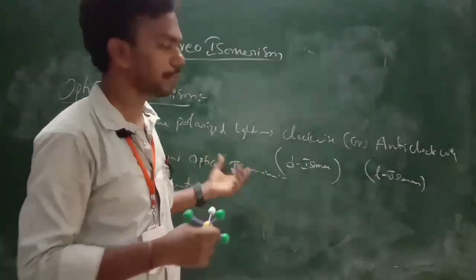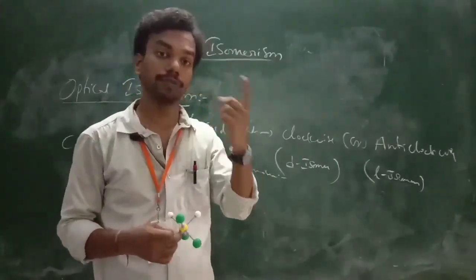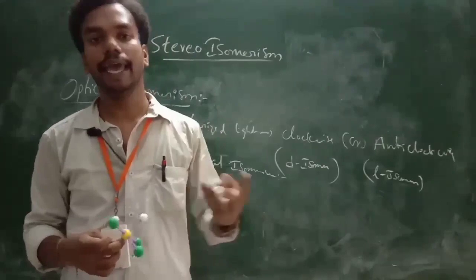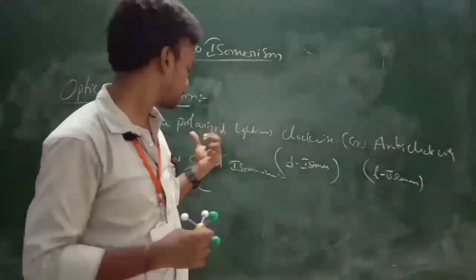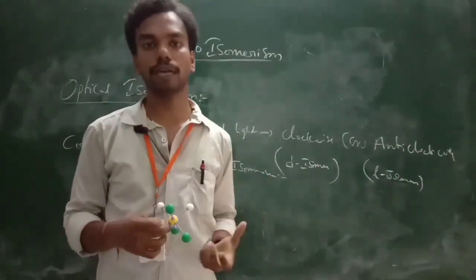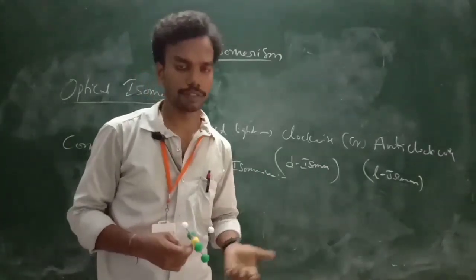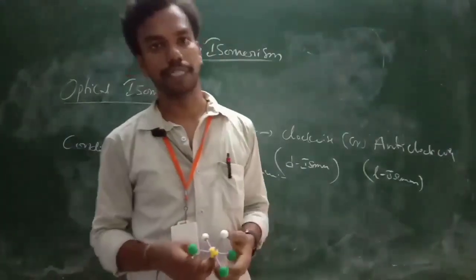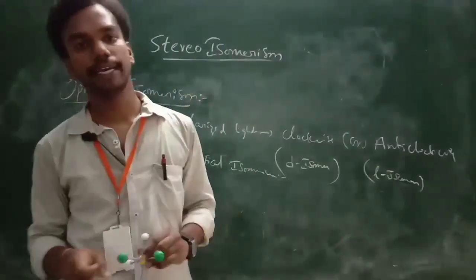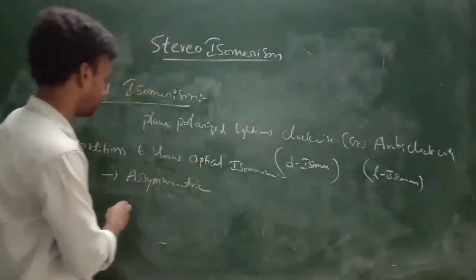You know how many types of symmetries? Mainly three types of symmetries. One is the plane of symmetry, center of symmetry, and axis of symmetry. So a complex compound should not contain any kind of symmetry, like plane of symmetry, center of symmetry and axis of symmetry. The compound should be asymmetric. And that is the first condition.